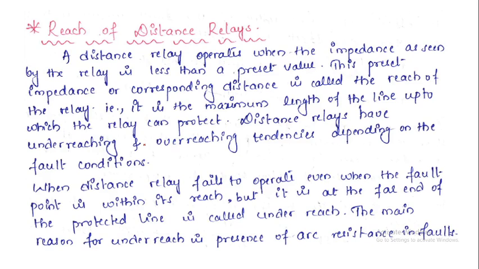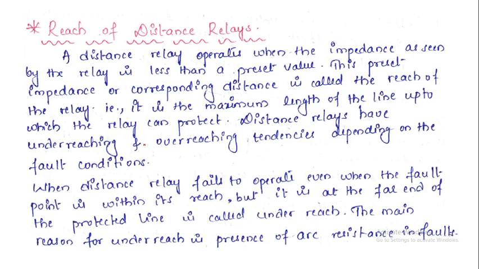A distance relay operates when the impedance as seen by the relay is less than the preset value. This preset impedance or the corresponding distance is called the reach of the relay. So how much particular distance is it going to cover?